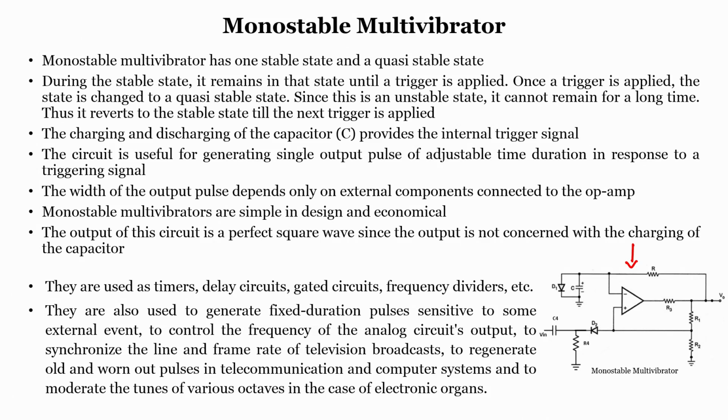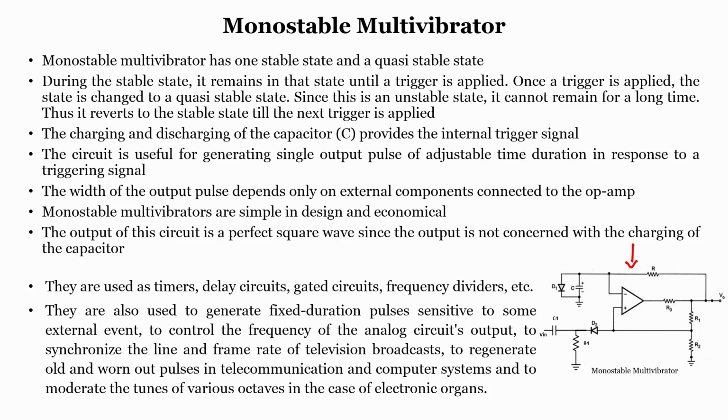So, as long as it is a constant voltage, and when you apply a spike or a trigger, then it goes to the unstable state. Now, since it is an unstable or quasi stable state, it cannot remain for a long time and thus it reverts to a stable state. This charging and discharging of the capacitor provides the internal trigger signal. The circuit is useful for generating a single output pulse of adjustable time duration in response to a trigger signal.